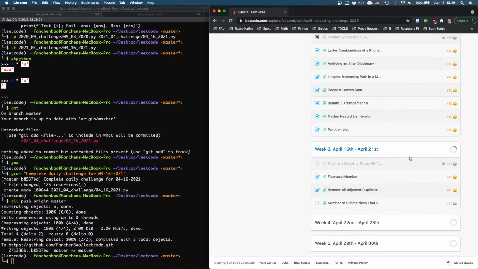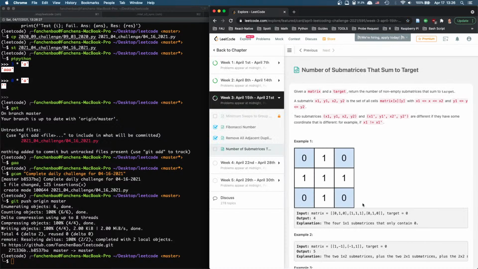Let's get to it. Number of submatrices. Wow, I thought it said number of submarines. Ha! Alright, let's take a look. Given a matrix and a target, return the number of non-empty submatrices that sum to the target.